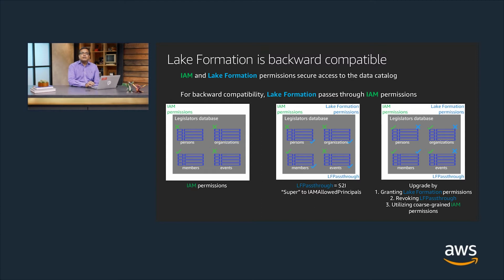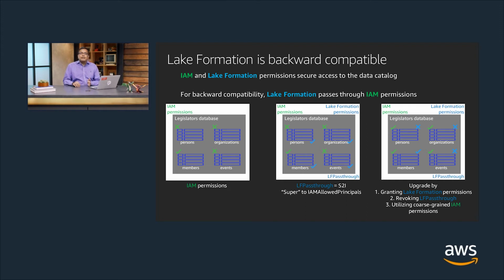That was implemented by giving a permission called Super to a group called IAM Allowed Principals. IAM Allowed Principals is anybody that first passed authentication and IAM authorization. So it's all principals that were authorized by IAM. And for those users, we gave a permission called Super that is basically the union of all permissions inside the system. What this does is basically pass through your existing IAM permissions.